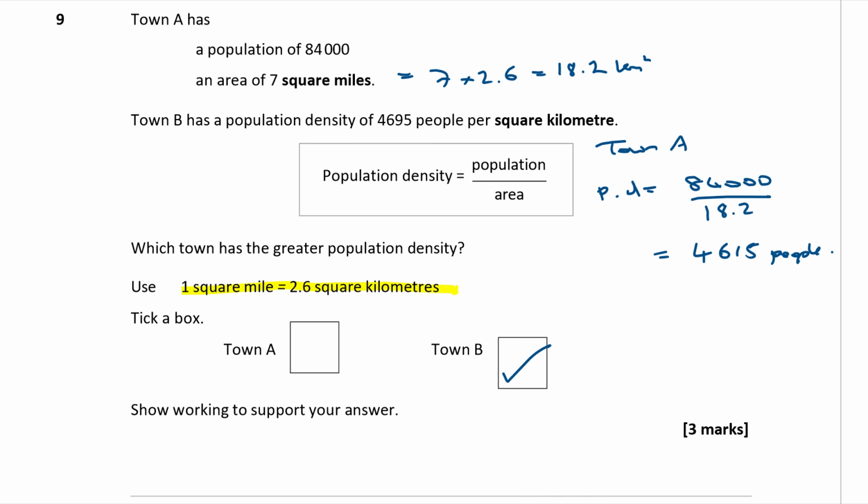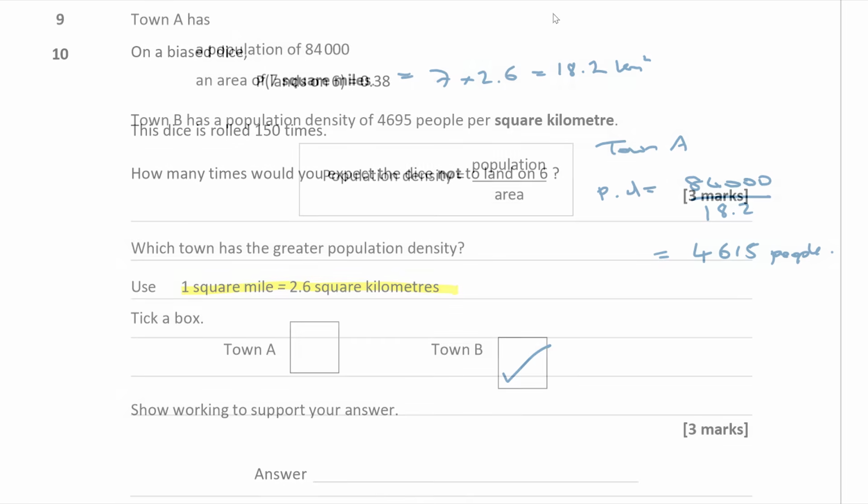It says show working to support your answer. I've already done that, haven't I? That's what I just scribbled up there. Don't necessarily have to do it on the lines as long as it's somewhere in the gap. That is all okay. Question 10.